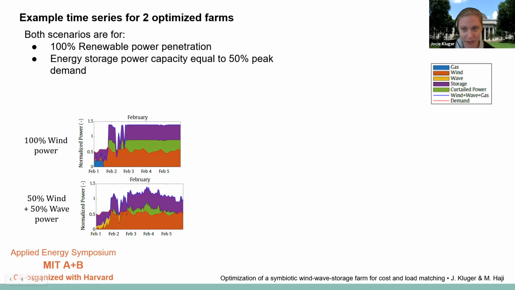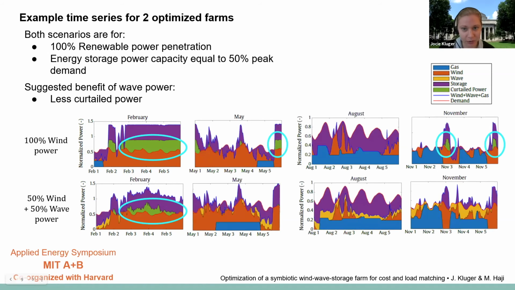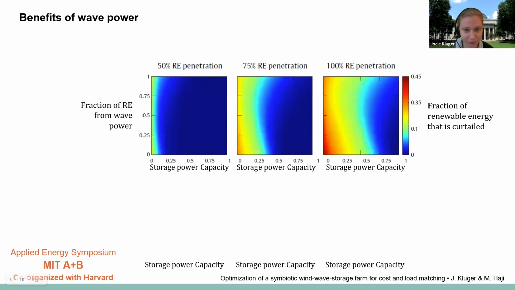The purple area shows the power provided or absorbed by the storage system to balance the blue supply line with the red demand line. The top row is for a farm that is 100% wind power. The bottom row is for a farm that is half wind power and half wave power. Comparing these plots, we see a smaller amount of green curtailed power. If we look at 5-day snapshots in the other seasons, we see that this trend generally persists throughout the year.